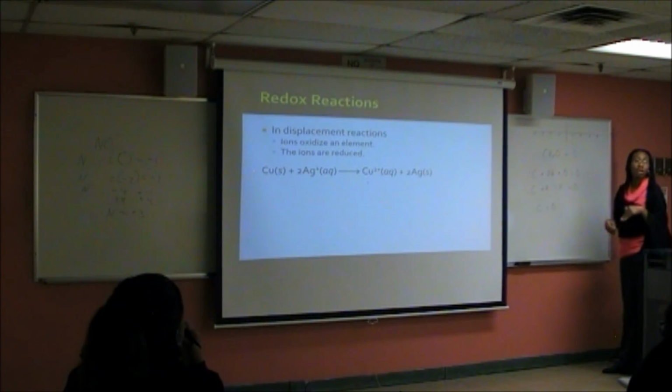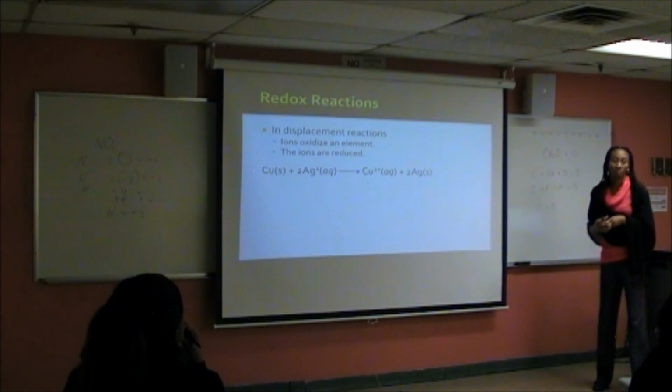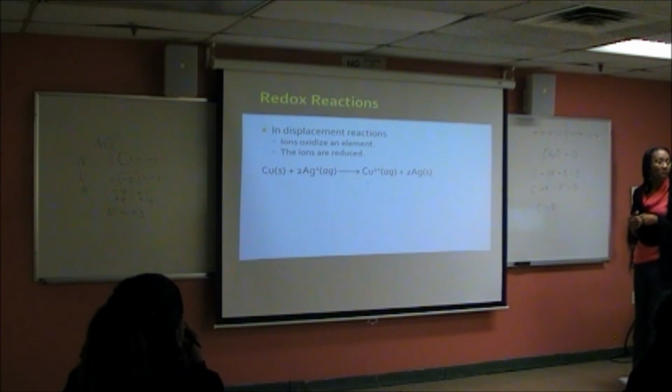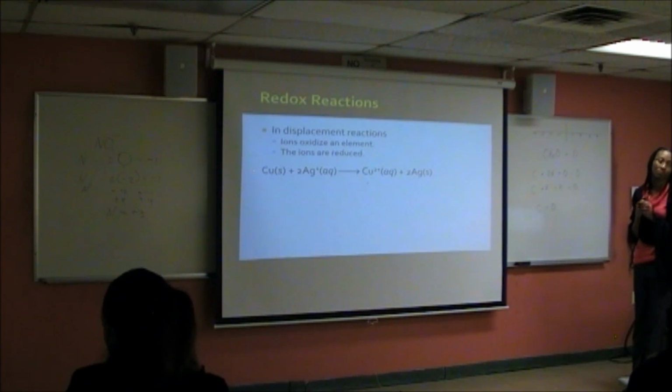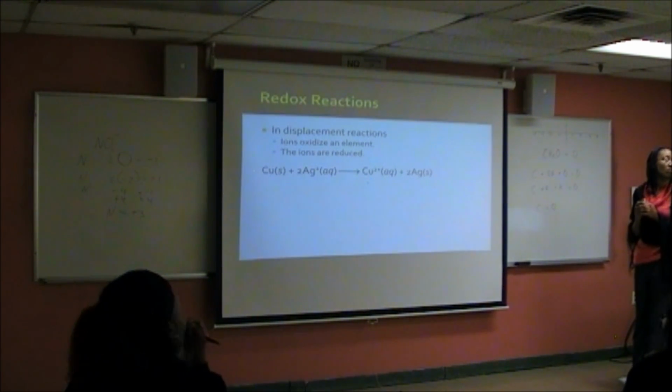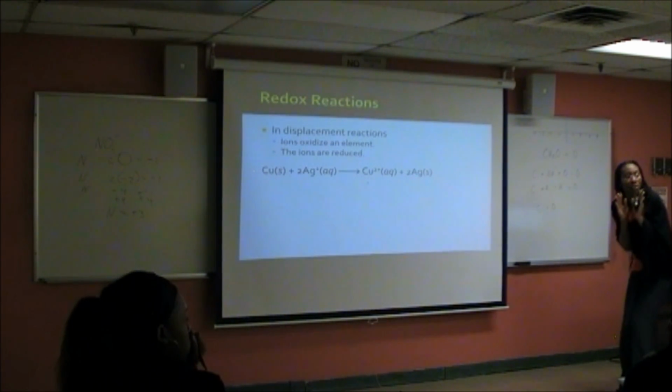It needs to give up electrons. So here the copper had no charge, and now it has two. For the silver, it had a plus and then it doesn't. Okay, now I see. So the copper is the oxidation and the silver is the reduction.